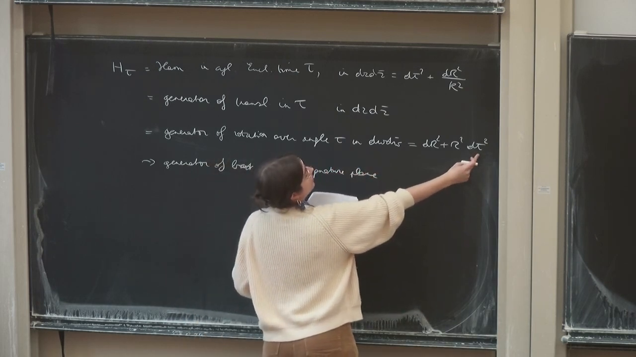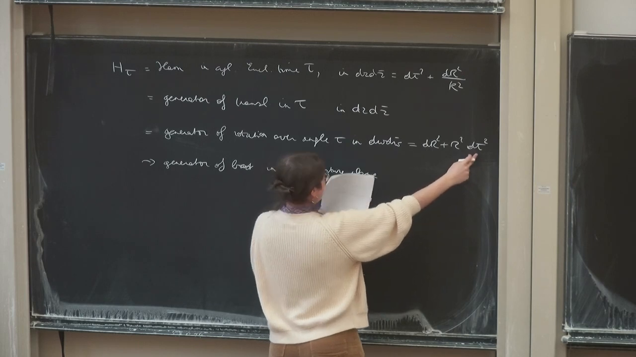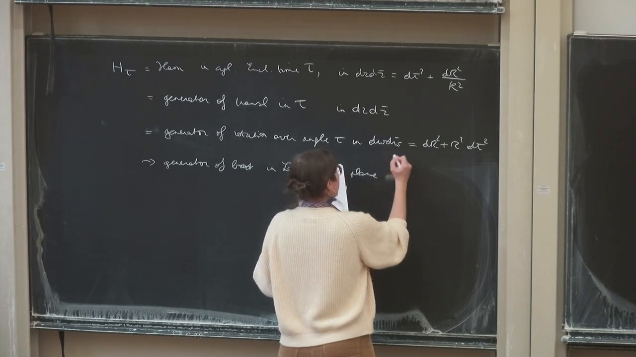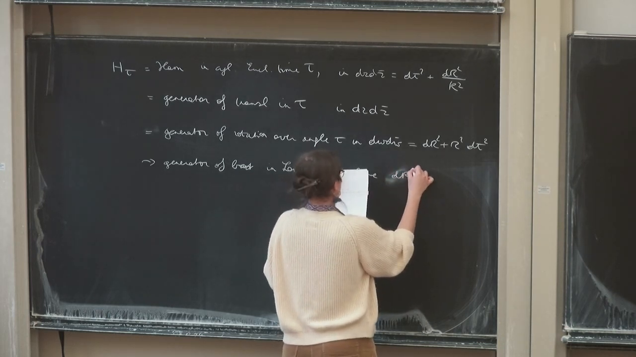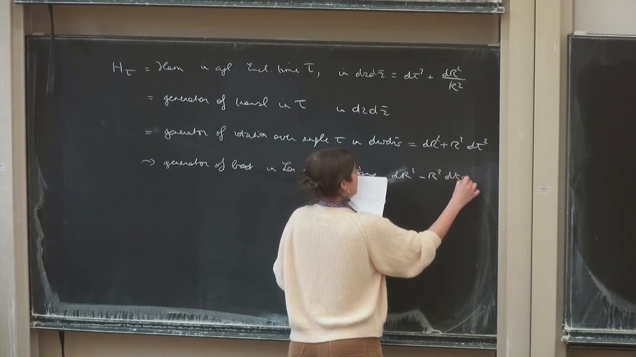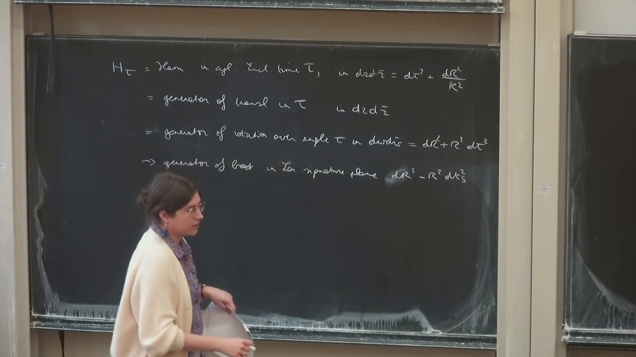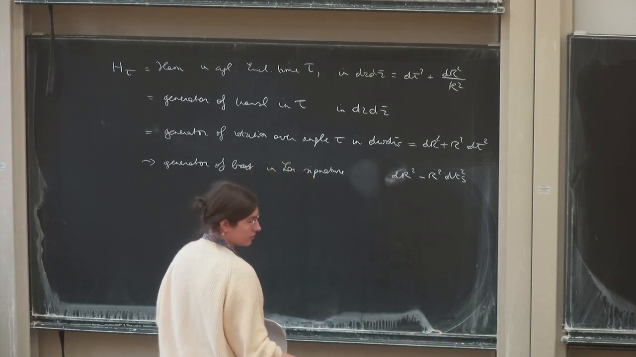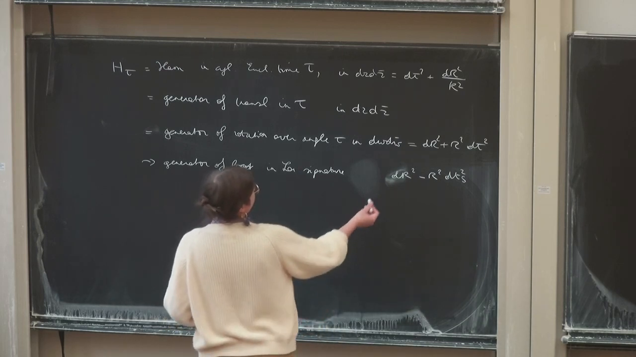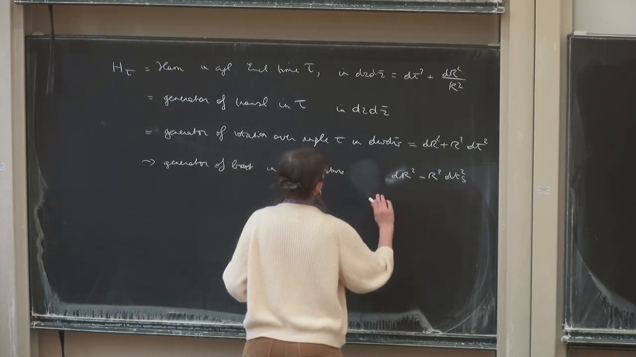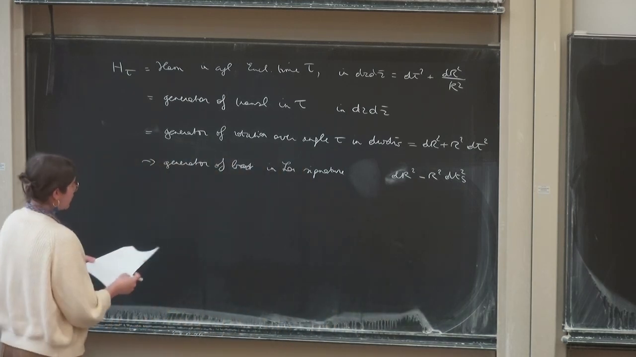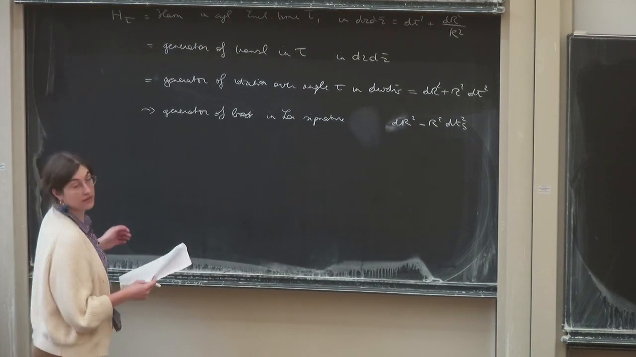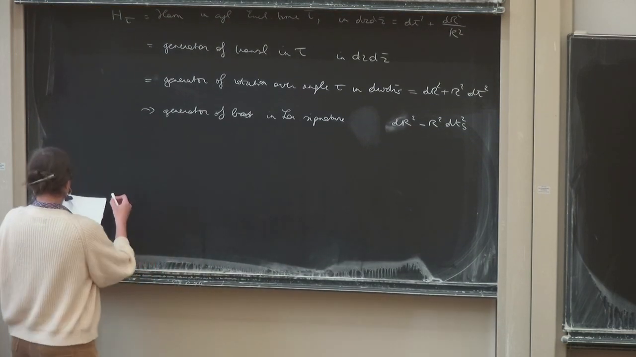So if you analytically continue tau back to Lorentzian time, then in Lorentzian signature, by which I mean this geometry, this metric, it's a generator of boosts, okay?